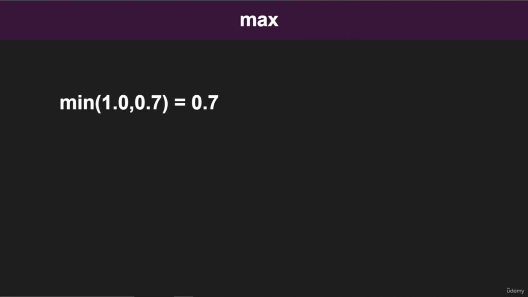We have an opposite function of the min function, which is the max function. This function will return the maximum value. So max 0.7 and 0.9, the return value will be 0.9.